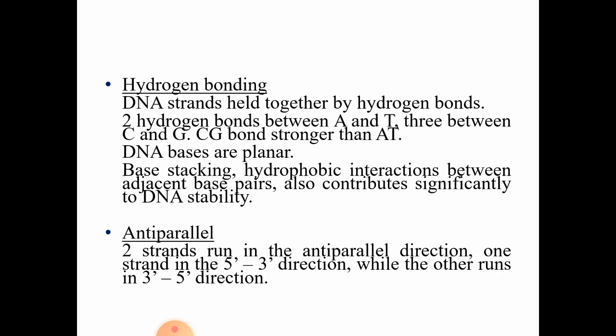Next feature is the hydrogen bonding. DNA strands are held together by hydrogen bonds: 2 hydrogen bonds between A and T and 3 between C and G. CG bonds are stronger than AT bonds. Then DNA bases are planar. Then base stacking, hydrophobic interaction between the adjacent base pairs also contributes significantly to the DNA stability. So DNA is held together with the hydrogen bonds between A and T and C and G. C and G, since it has a triple bond, is stronger than A and T.